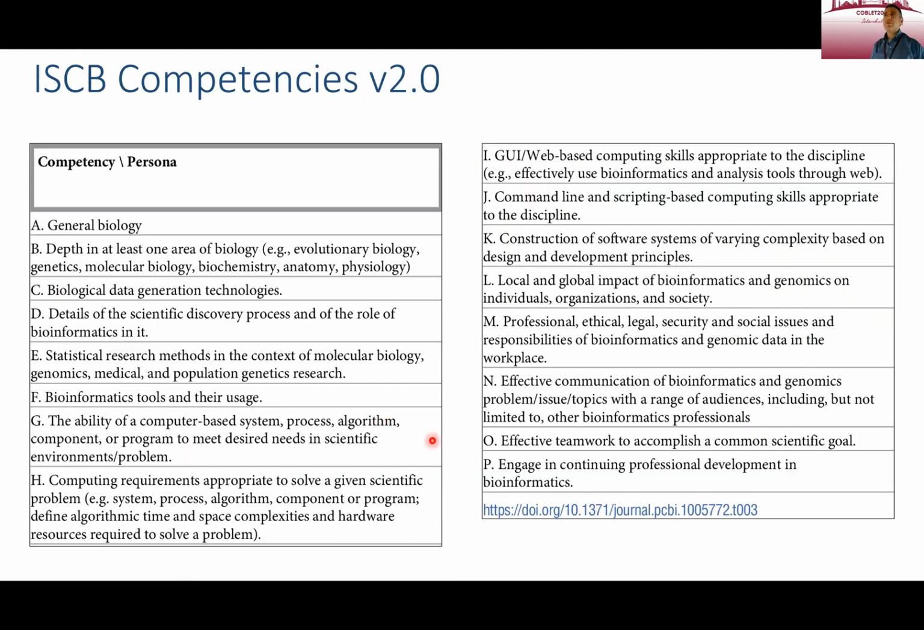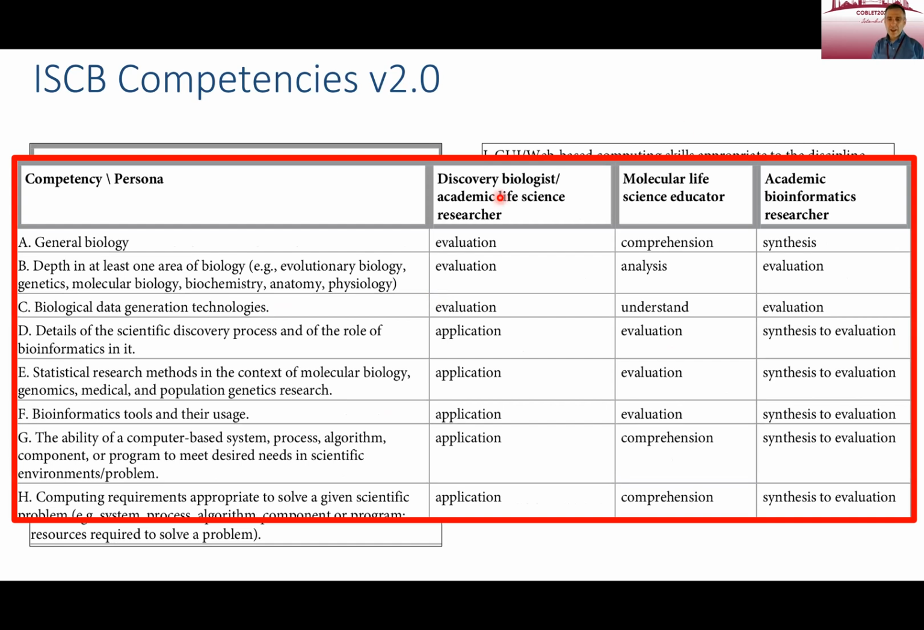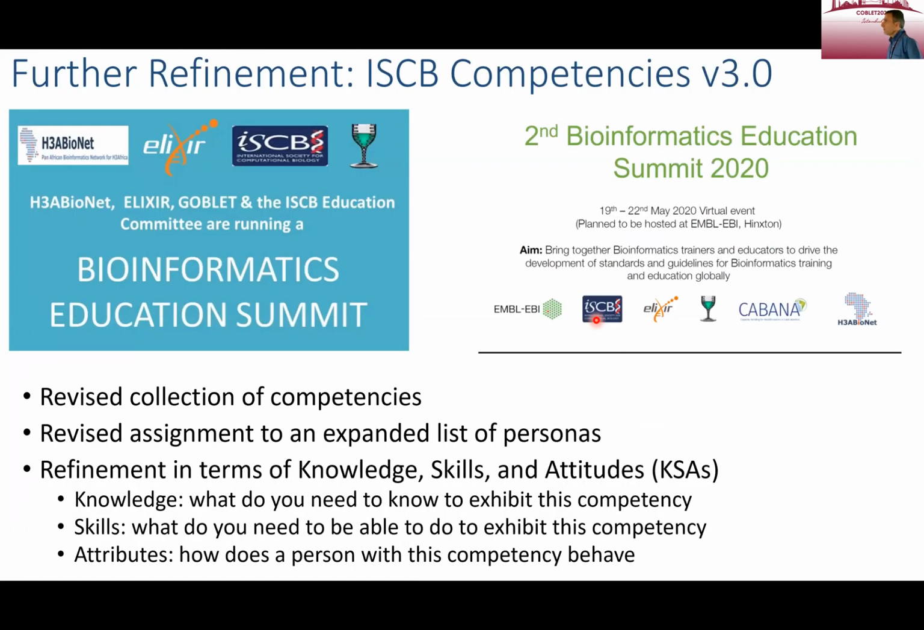That led in part to the version 2.0 competencies, which were refined and expanded from the earlier ones, as well as a broader collection of personas that different members of our community could bring to us as different groups that needed training in this area and that might have different levels of mastery that they would need to exhibit with respect to different competencies. Those version 2 competencies were, again, not the end of the process.